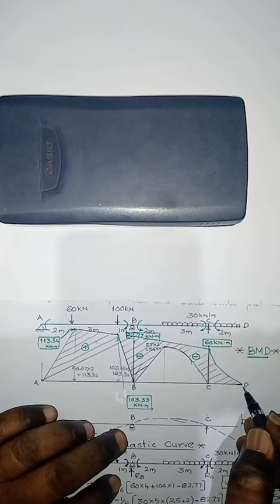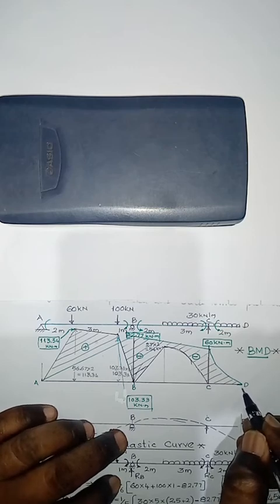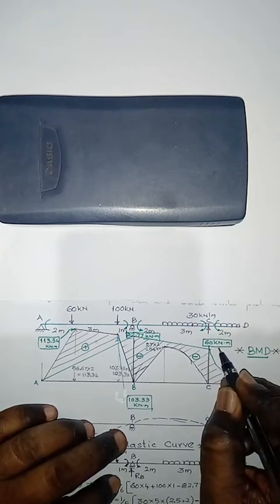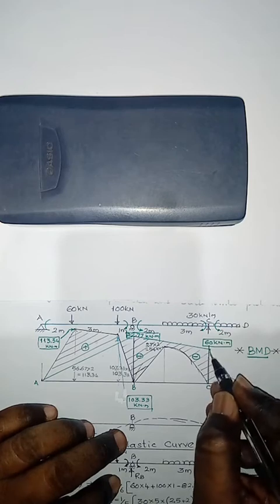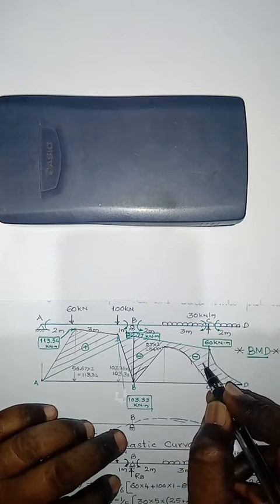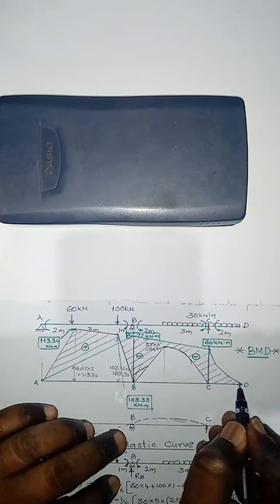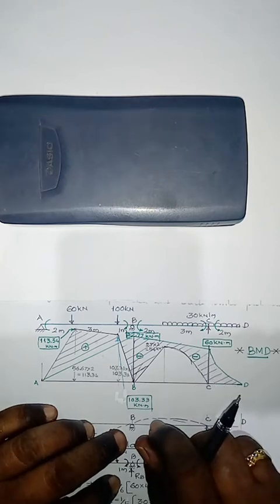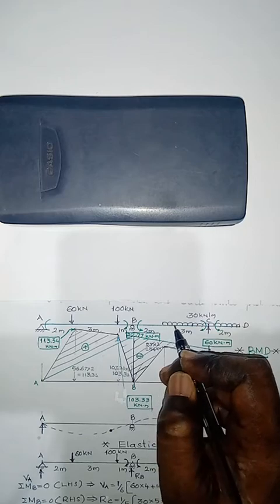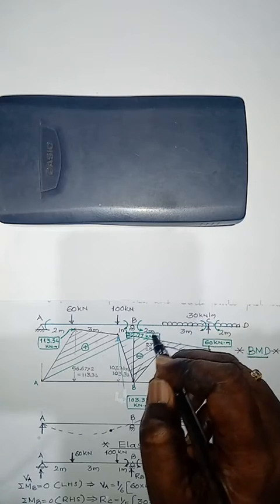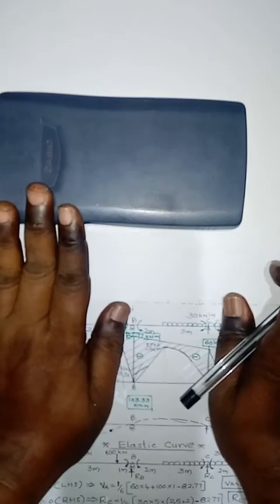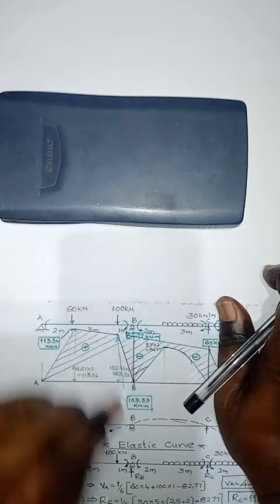This is subjected to a UDL of 30 kilonewton per meter. 30 into 2 into 1, the variation is parabolic, that is a curve like this. Hence I have shown this as a curve. Then here this is subjected to UDL. Only, you have to consider this as a simply supported beam.